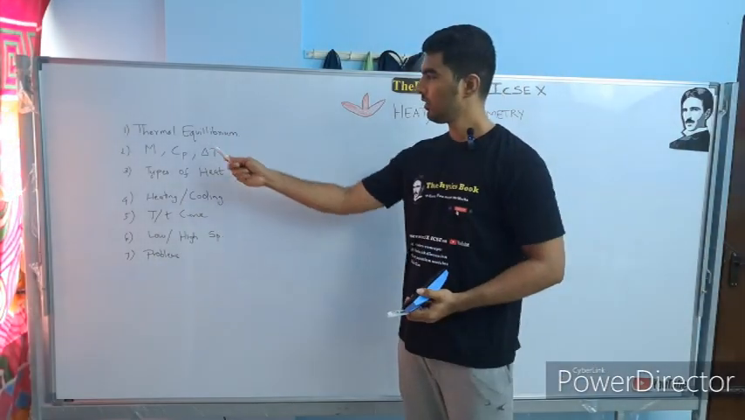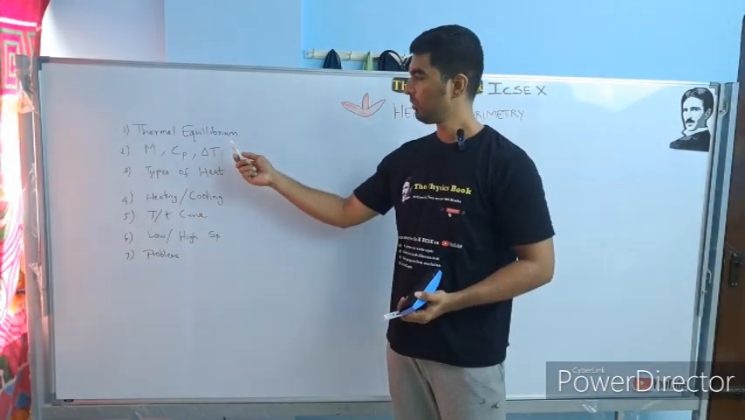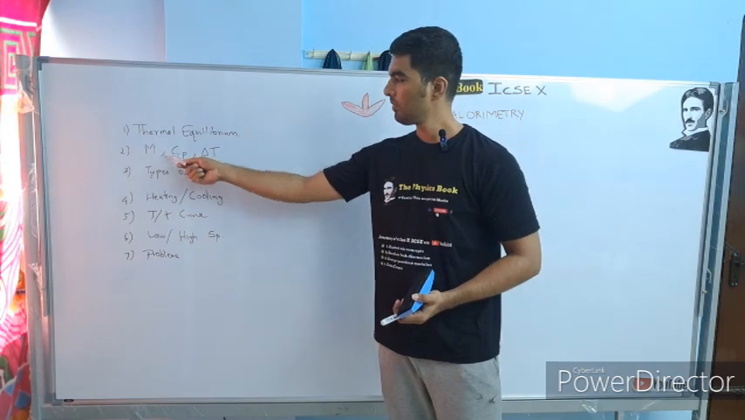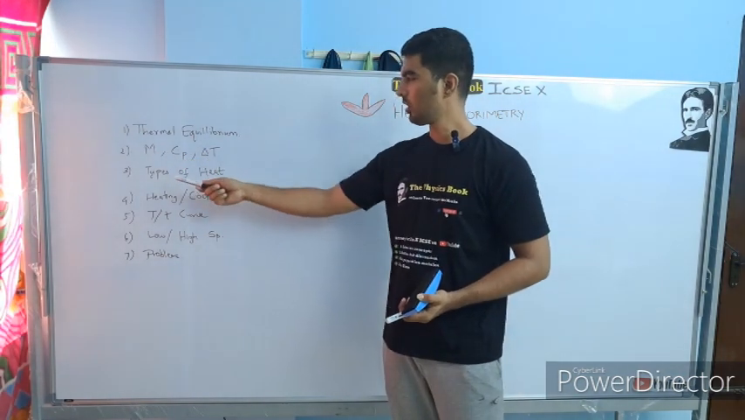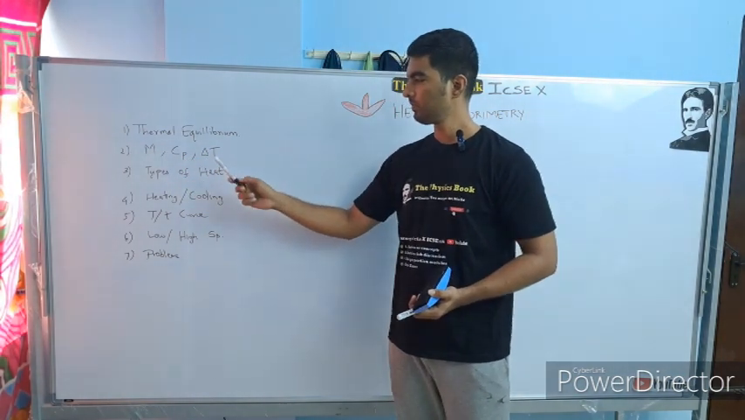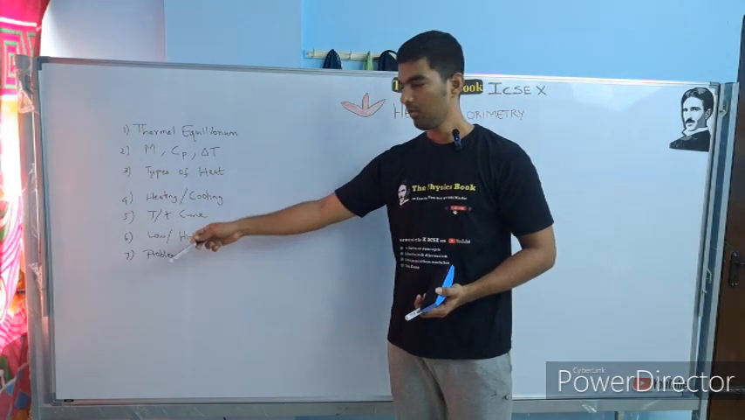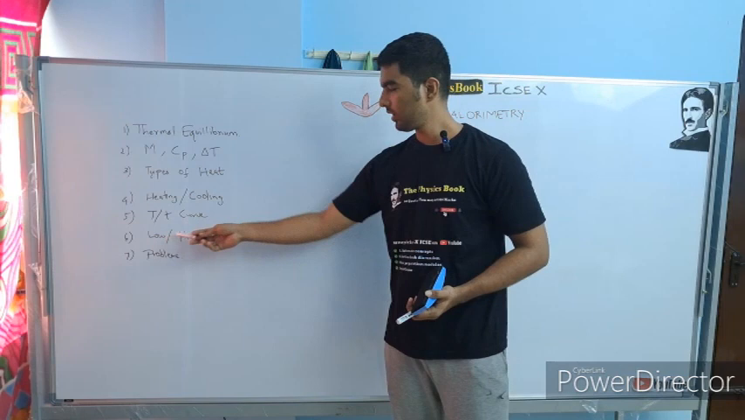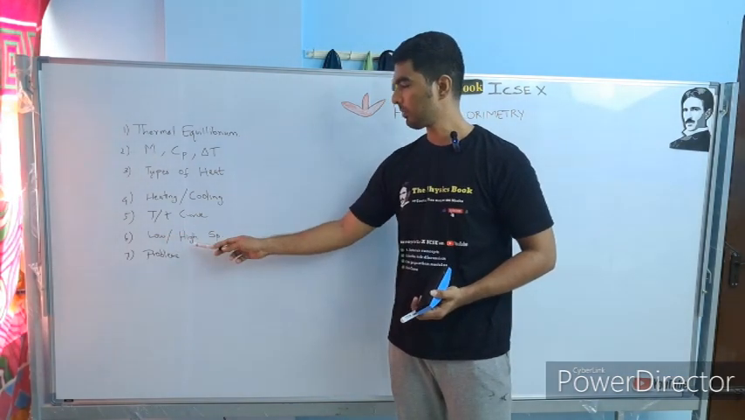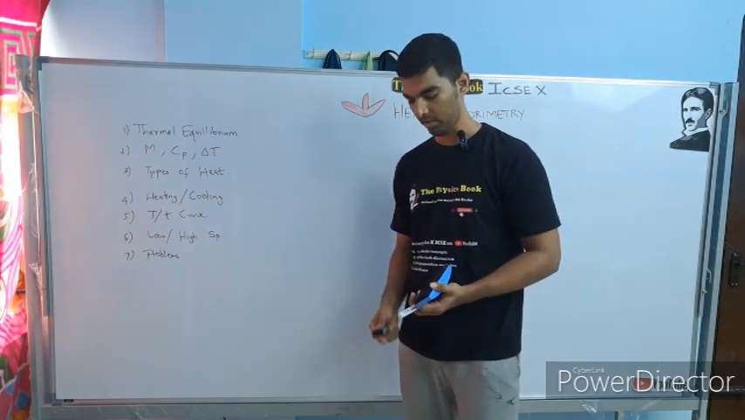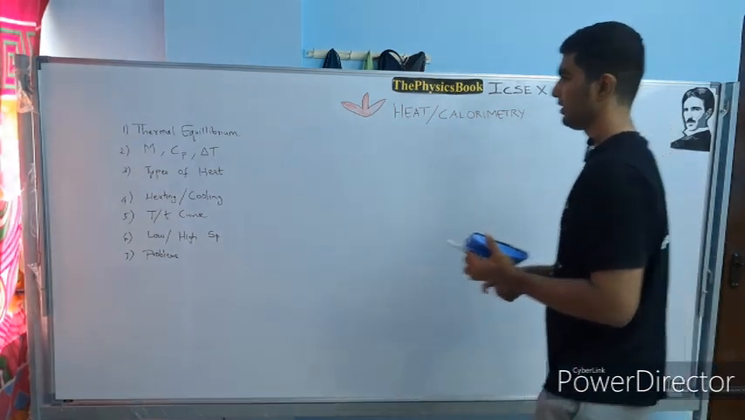So in today's topic, we will be looking into thermal equilibrium and what is meant by MCP delta T, what are the modes of heat transfer available, what is meant by heating and cooling, temperature time curve, what is the significance of having a low specific heat capacity substance and high specific heat capacity substance, and we will look into some problems as well.